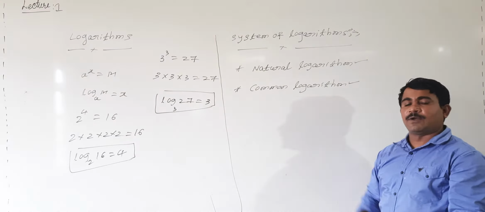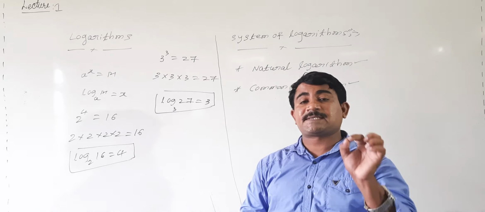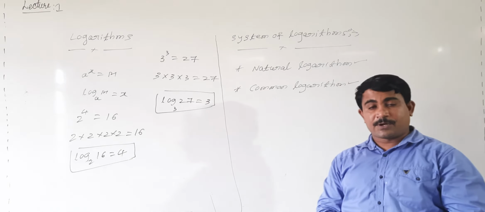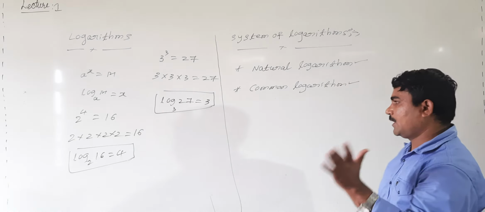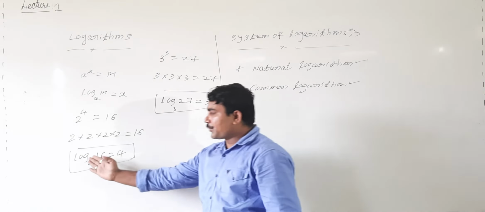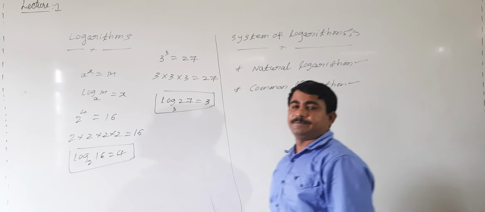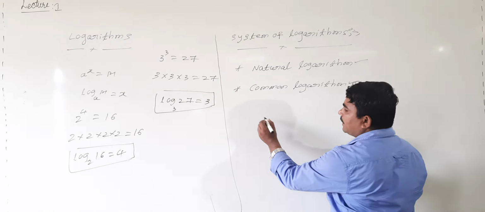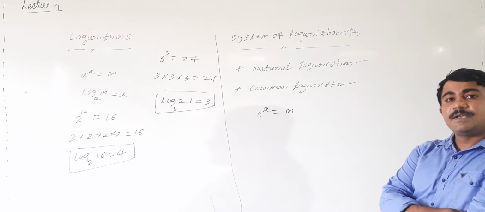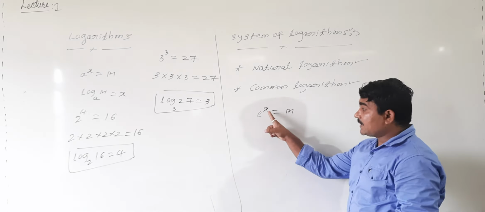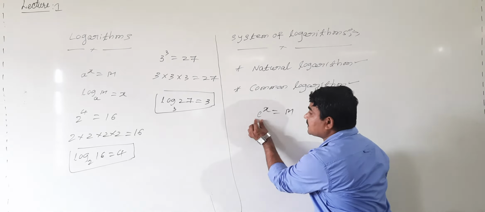Natural logarithm, common logarithm. Natural logarithm means the logarithm to the base e. How is this actually? See here, how to read this? Logarithm of 16 to the base 2 equal to 4. I mean this format is, see here, e raised to x equal to m. x is called logarithm of m to the base e. What base is there? e base is there.